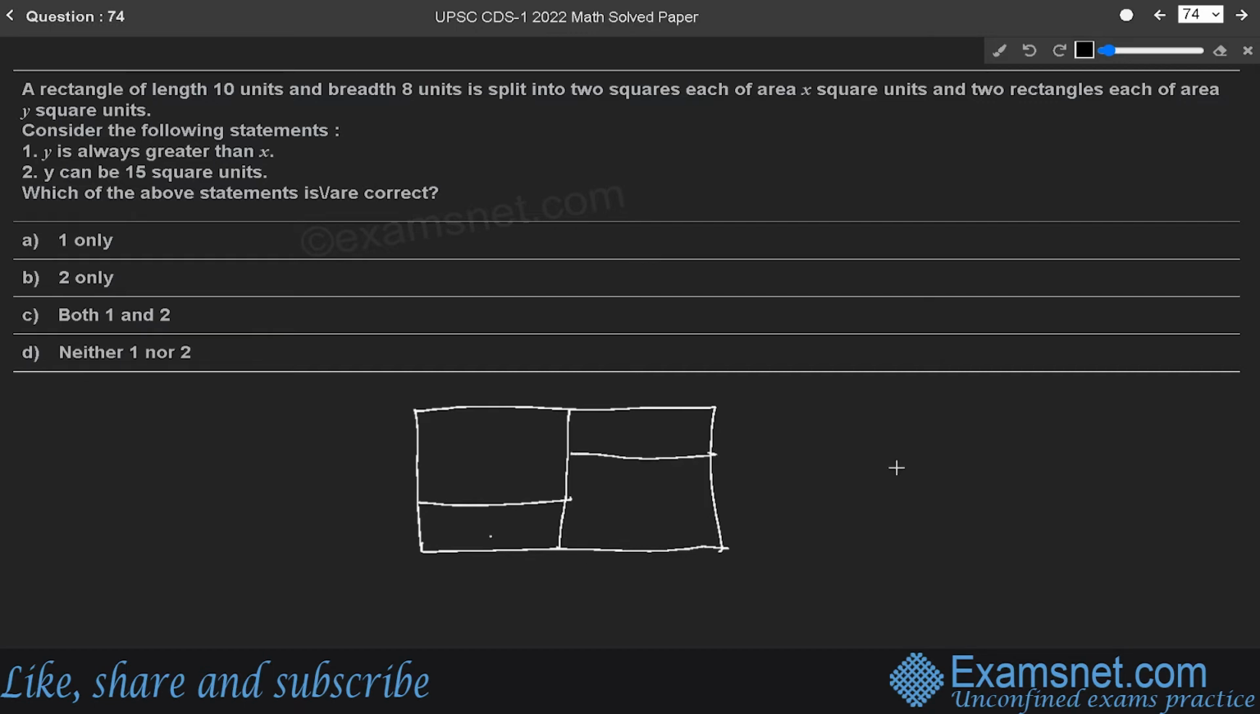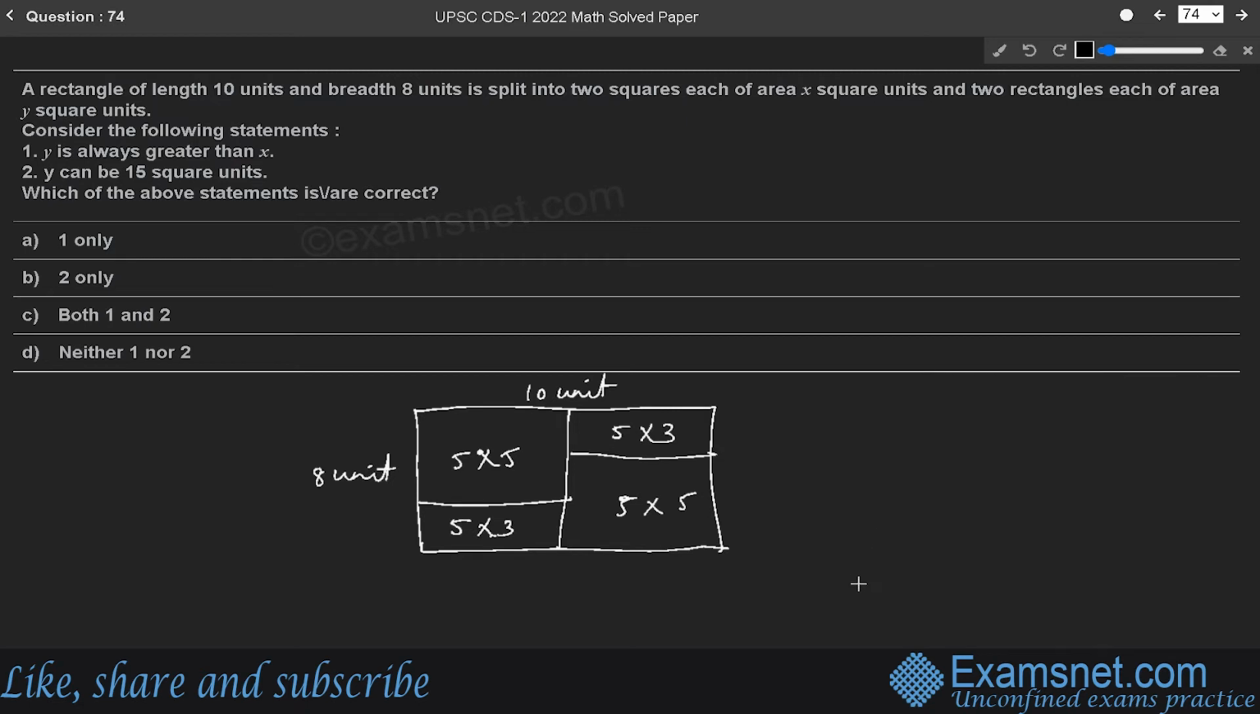This and this is rectangle, and this particular part and this particular part is square, and the rectangle which is split is 10 units of length and 8 unit of breadth, and this will be 5 cross 5, this will be 5 cross 3, this will be 5 cross 3, and this will be again 5 cross 5. We know that y is the area of the rectangle and x is the area of the square. It is already given in the question.